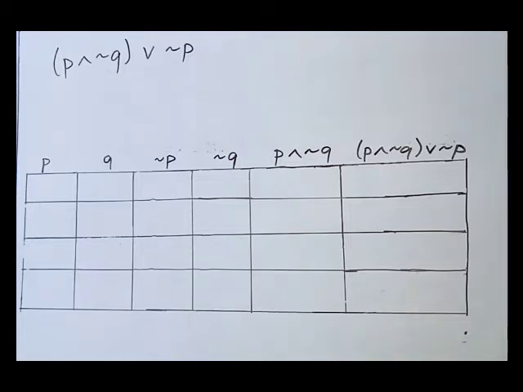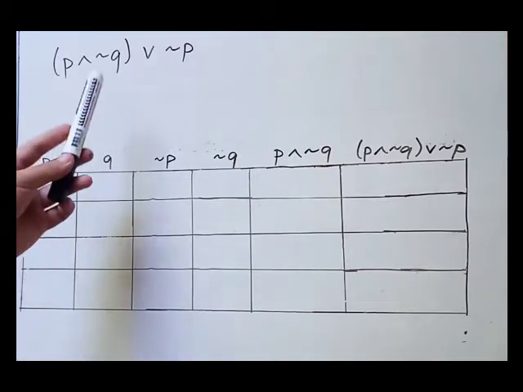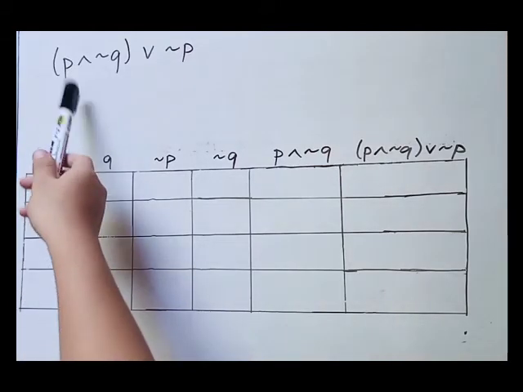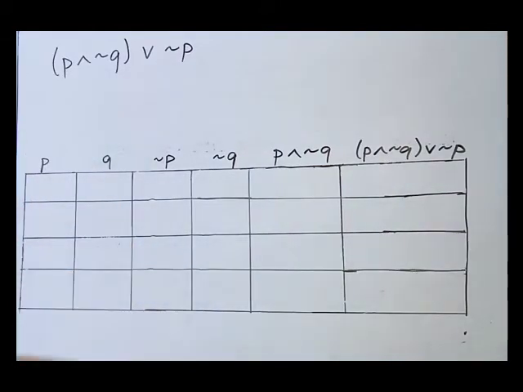So let us take another example involving conjunction, disjunction, and negation. Let's say we have to get the truth value for the quantity P and negation of Q or negation of P. So automatically we have P and Q.